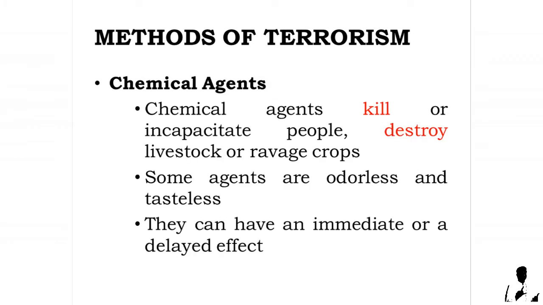Chemical agents. Chemical agents kill or incapacitate people, destroy livestock or ravage crops. Some agents are odorless and tasteless. They can have an immediate or a delayed effect.